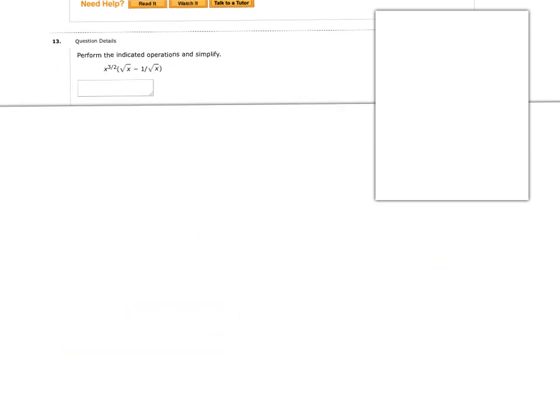All right, number 13 is actually similar to the previous one. I would actually rewrite this using the fractional exponents to make it easier. So I would call this one x to the 1/2, since that's the square root. And I would call this one x to the negative 1/2, since it's 1 over the square root. It's a square root on the bottom. So now I would go ahead and distribute this. And once again, we would add those exponents.